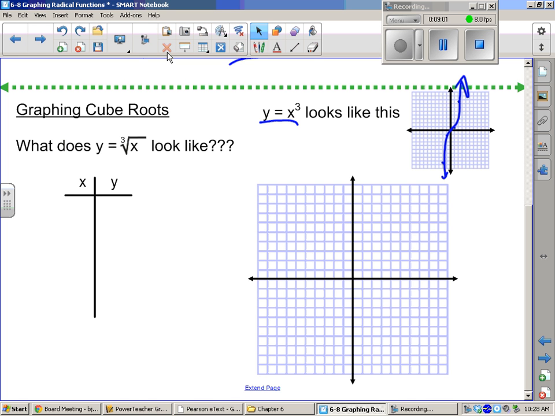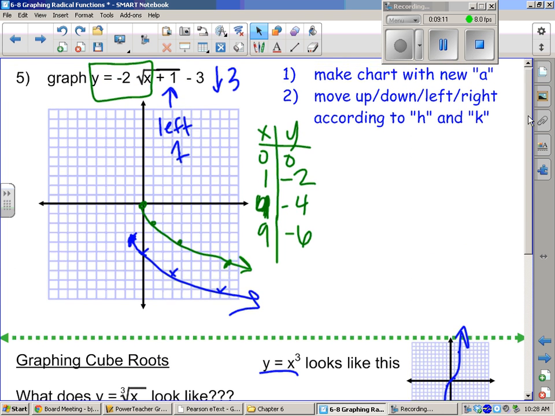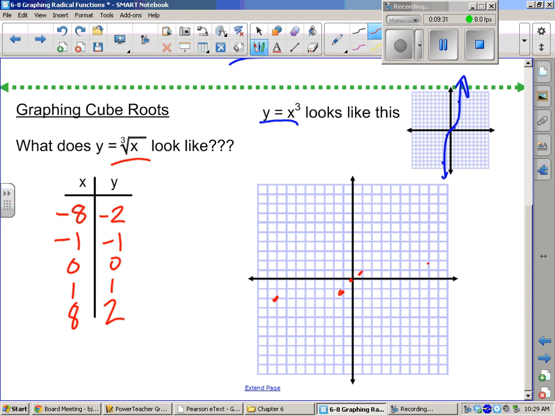So on the square roots, we were plugging in perfect squares, and on the cube roots, we're going to plug in perfect cubes. And when we did our squares, we only picked positives because you can only take the square root of a positive. But can you take a cube root of a negative? Sure. So the numbers you're going to pick for your T-charts for your cube roots should be -8, -1, 0, 1, and 8. And when you plug those into the cube root, you will get -2, -1, 0, 1, and 2. And that looks like this. So it turns it sideways and kind of flips it too.